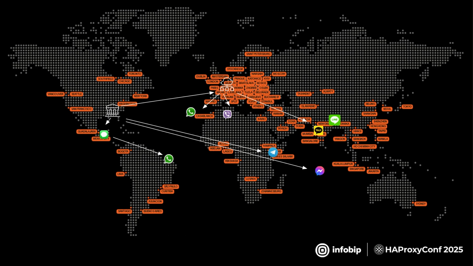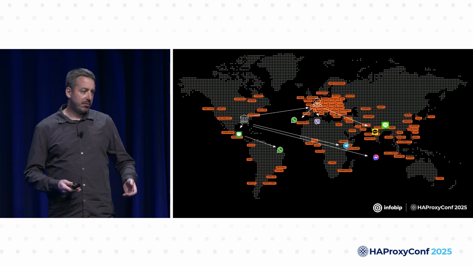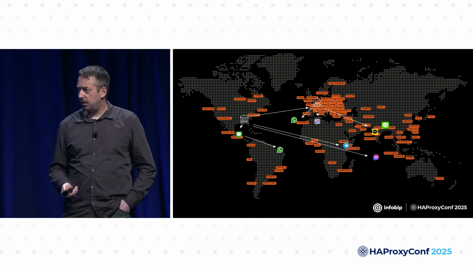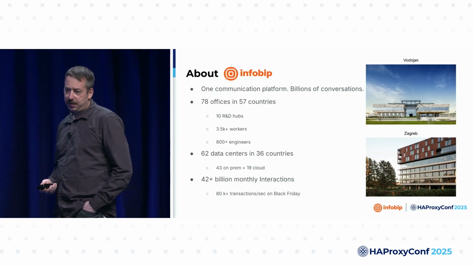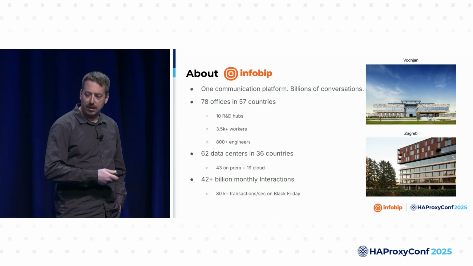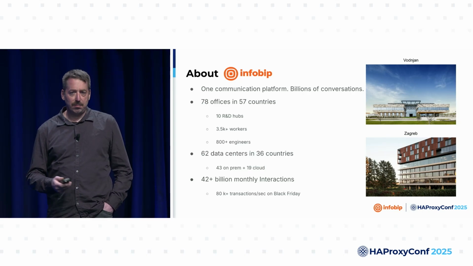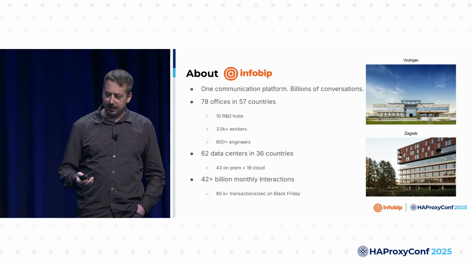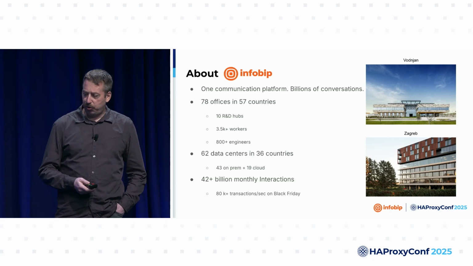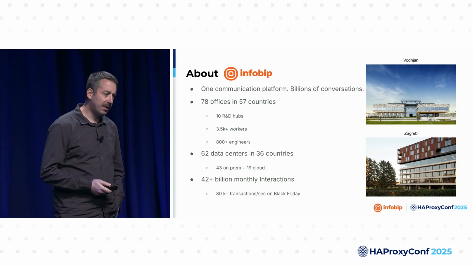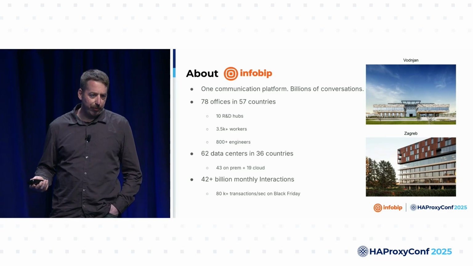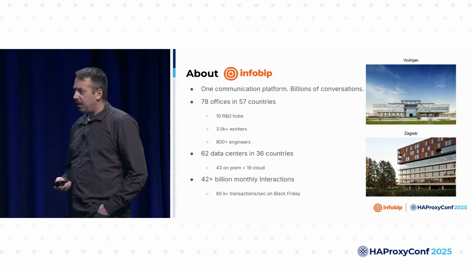So our company basically is already introduced, but we are a company that provides the ability for businesses to connect with their clients via various channels, and we are all around the globe. Basically, we have 62 data centers at the moment in probably every region in the world. But what is important for our presentation is that last year on Black Friday, we had more than 80,000 transactions per second, and all those transactions went through HAProxy and HAProxy Web Application Firewalls.